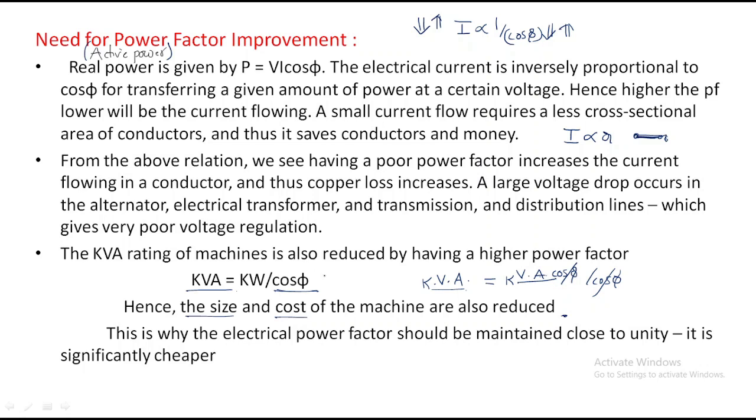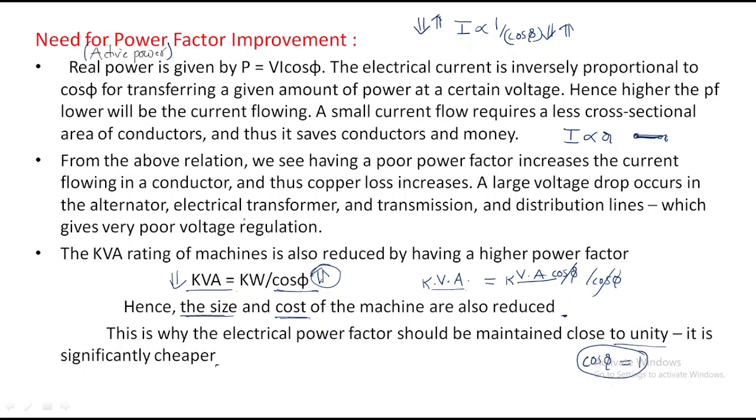When the power factor improves, the kVA rating decreases. Whenever the kVA rating decreases, the size decreases and the cost decreases. So that's why we maintain a high power factor, then the kVA rating decreases, the size decreases, and the cost decreases. This is why the electrical power factor should be maintained close to unity. Always try to maintain unity power factor. It is significantly cheaper: when we maintain unity power factor, the maintenance and cost are less.